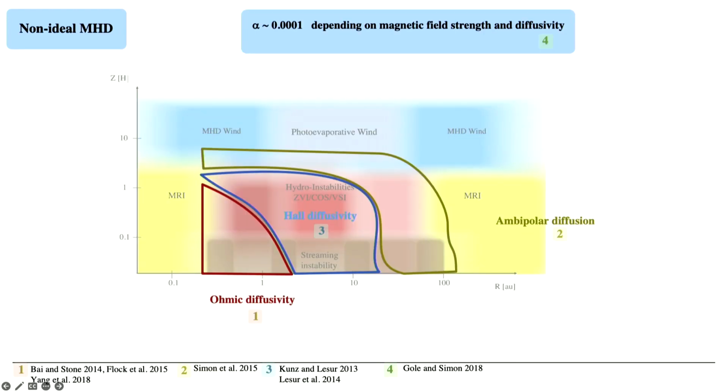Okay, move on. Let's now talk about the middle part where the non-ideal terms become more important. There's the ohmic diffusivity, Hall diffusivity, and ambipolar diffusion. They all reduce the effect of the magnetic fields. They reduce the effect of the MRI. But you still can find some residual turbulence. So the alpha values here are in the order of 10 to the minus 4. This is important to notice.